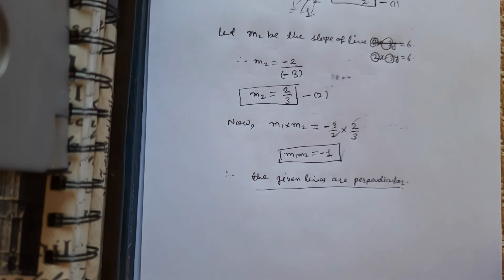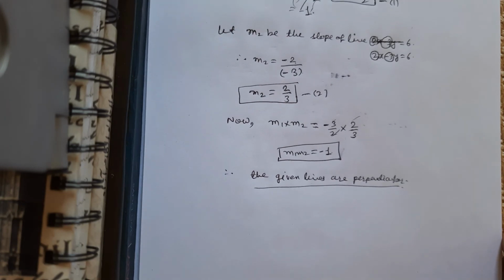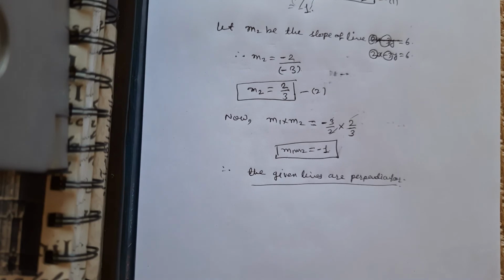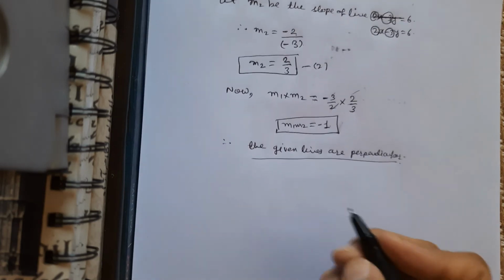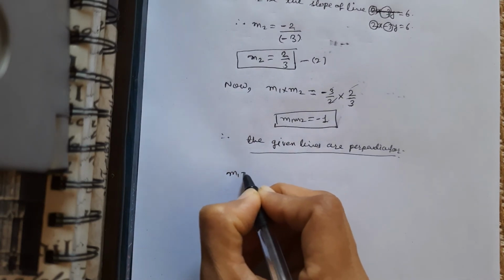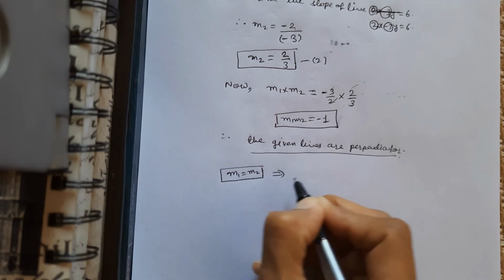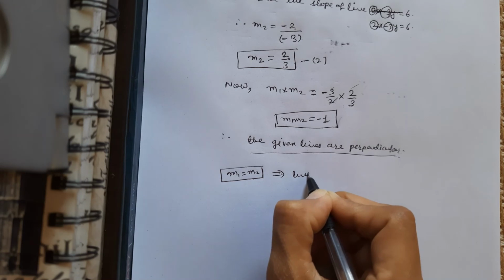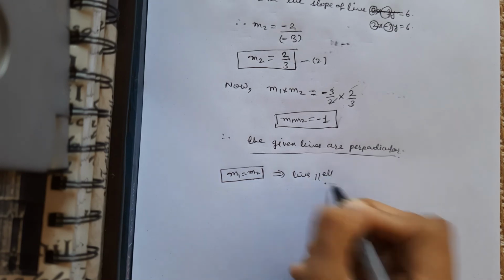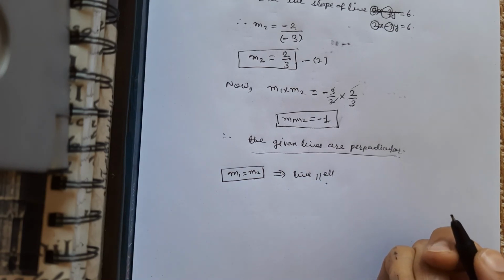Now similarly, there may be an example where you need to show that two lines are parallel. For the parallel case, you need to show that their slopes are equal. If m1 equals m2, then it concludes that the given lines are parallel.